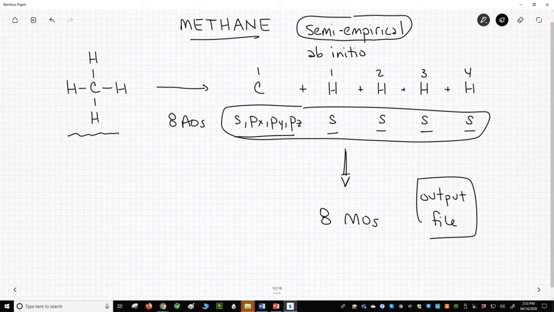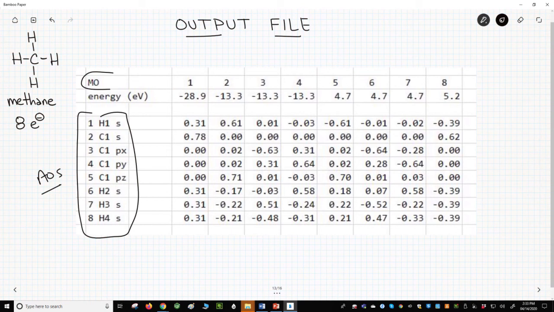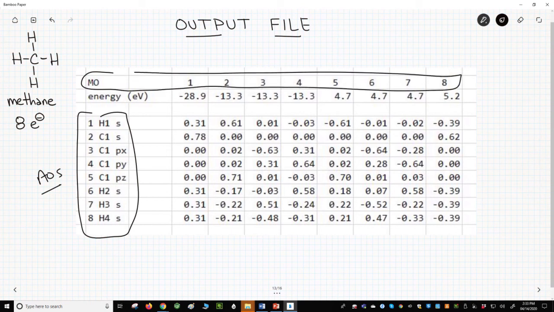Let's see some real output data. Here is an output file, at least part of one. Going down on the left is a list of all the atomic orbitals that were used in the calculation. Going across the top is a list of the 8 new molecular orbitals. 8 AOs in and 8 MOs out. There are several things to notice here.